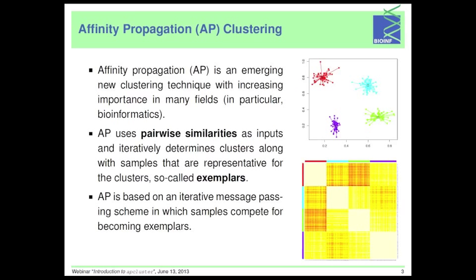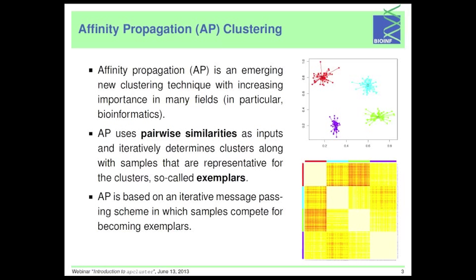Okay, so what is affinity propagation? It's a relatively new clustering technique compared to classic techniques, and I think it's justified to say that it has a strongly increasing importance in many fields, not only in bioinformatics but in many others. It has some very special features and some advantages over classical clustering methods, and that's probably the reason why it has increasing importance.